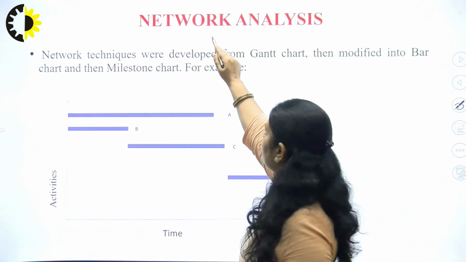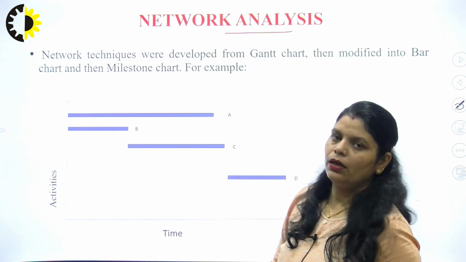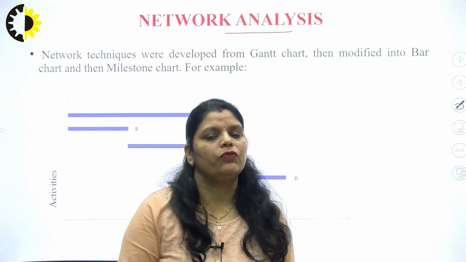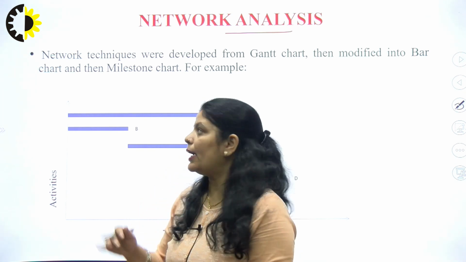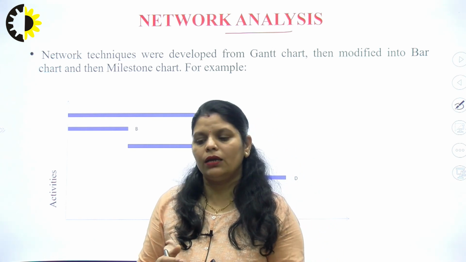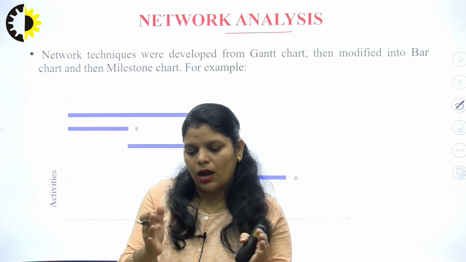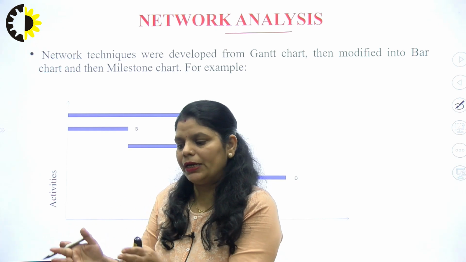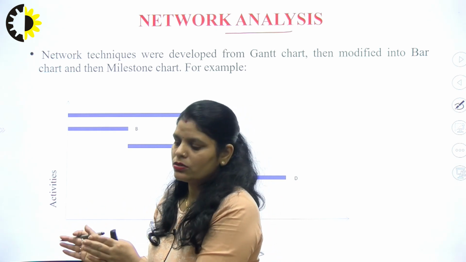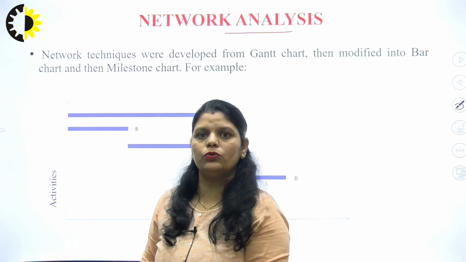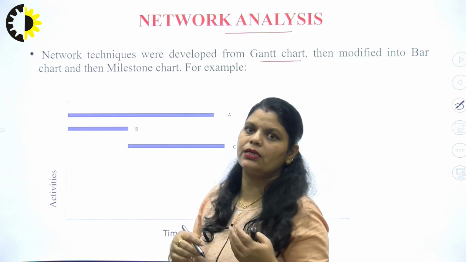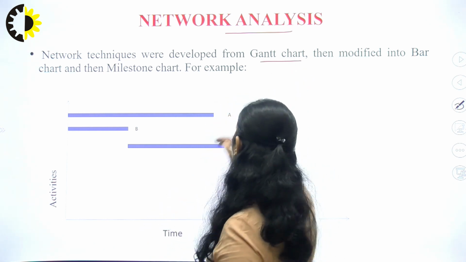Now, what is network analysis? Basically, network analysis was developed from the Gantt chart. In the Gantt chart, things were not very clear. We were saying, for example, in 2 months we will complete activity 1 and in the next 2 months we will complete activity 2. Like this we were doing in the Gantt chart. We are showing basically the progress report in the Gantt chart.